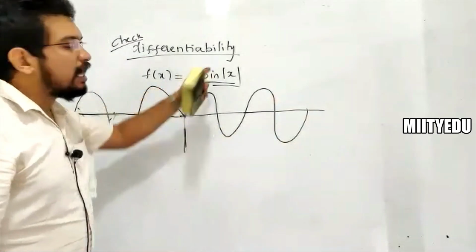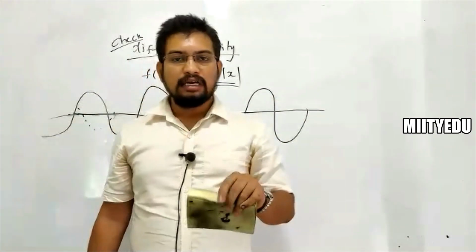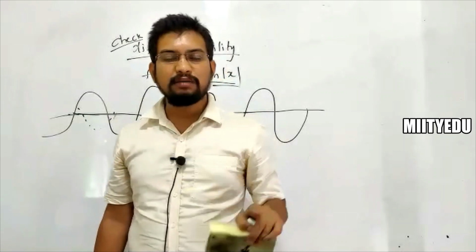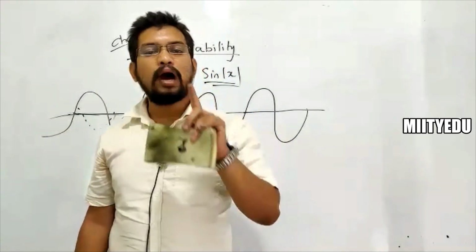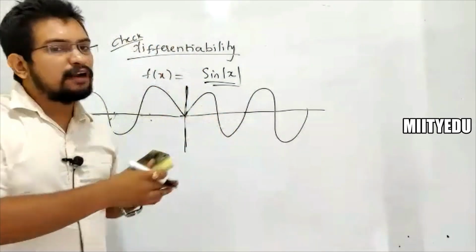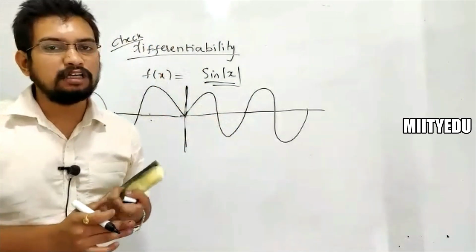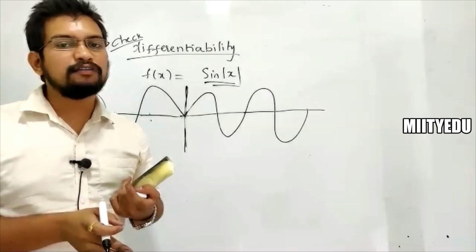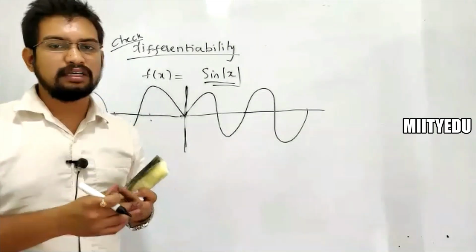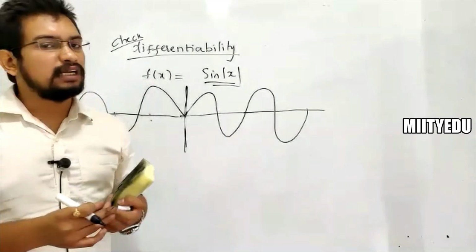Now, for checking the differentiability of the function, first you have to check the continuity of the function. As I can observe from the graph, that function is continuous everywhere. What I need to understand now is to check for the differentiability.